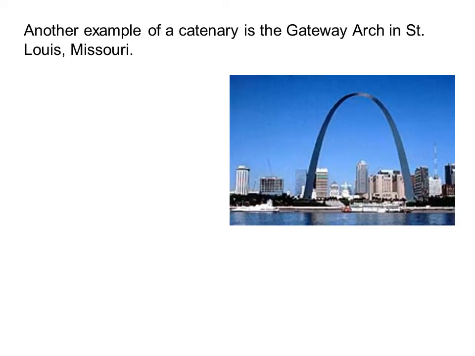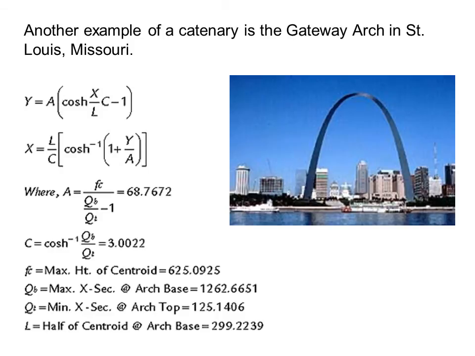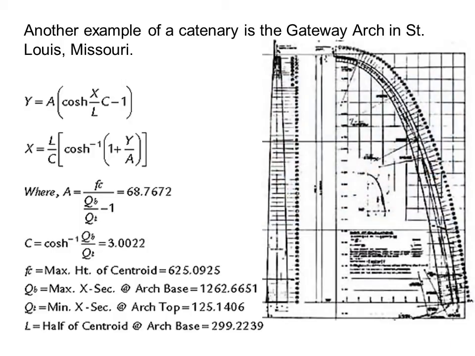Another example of a catenary is the Gateway Arch in St. Louis, Missouri. Without going into details, here are some of the original calculations for the Gateway Arch, and one of the original blueprints.